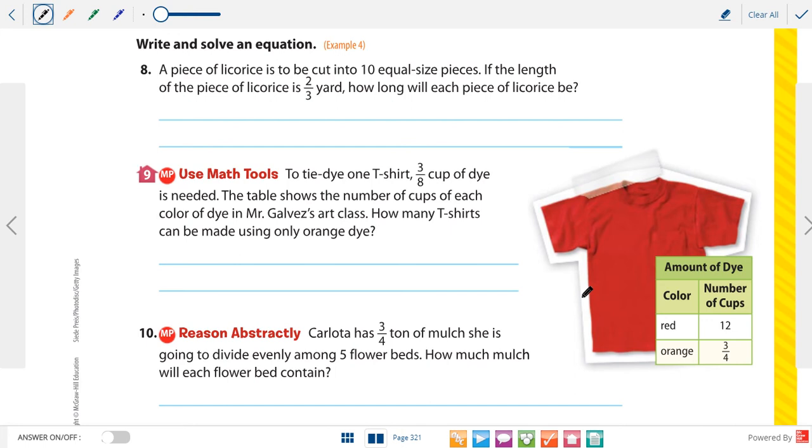Meaning, what is my dividend? What am I starting out with? Okay, so let's go through here. I'm going to use this purple here, or blue, whatever it is. Okay, so to dye 1 t-shirt, 3/8 cup of dye is needed.